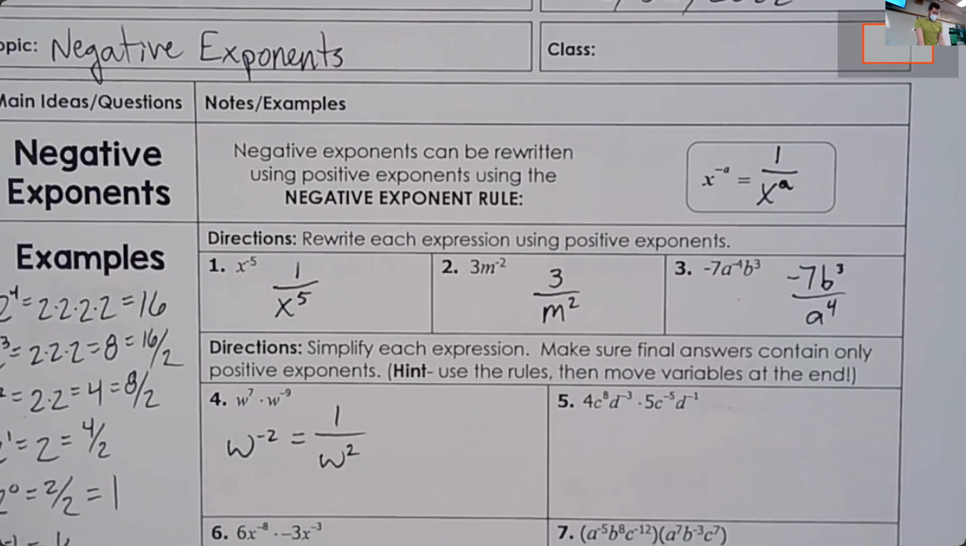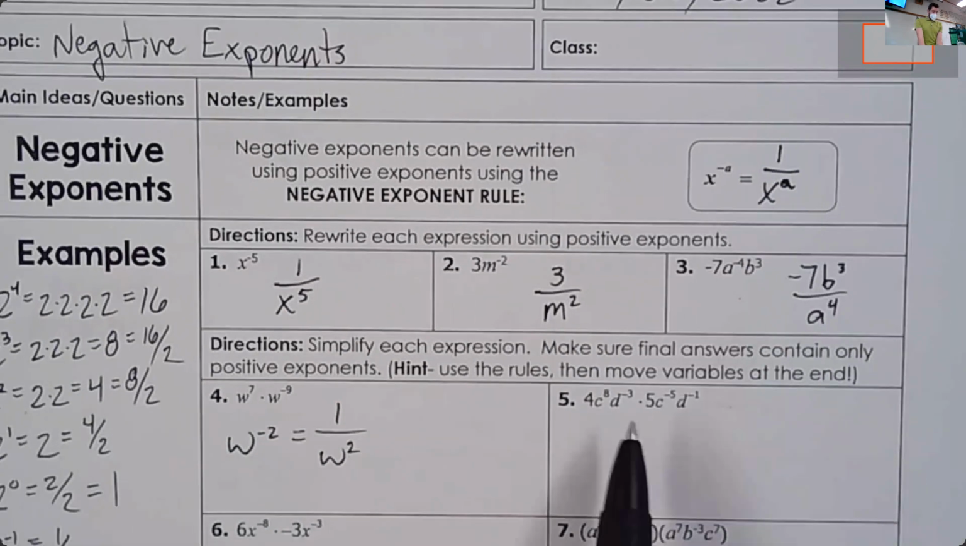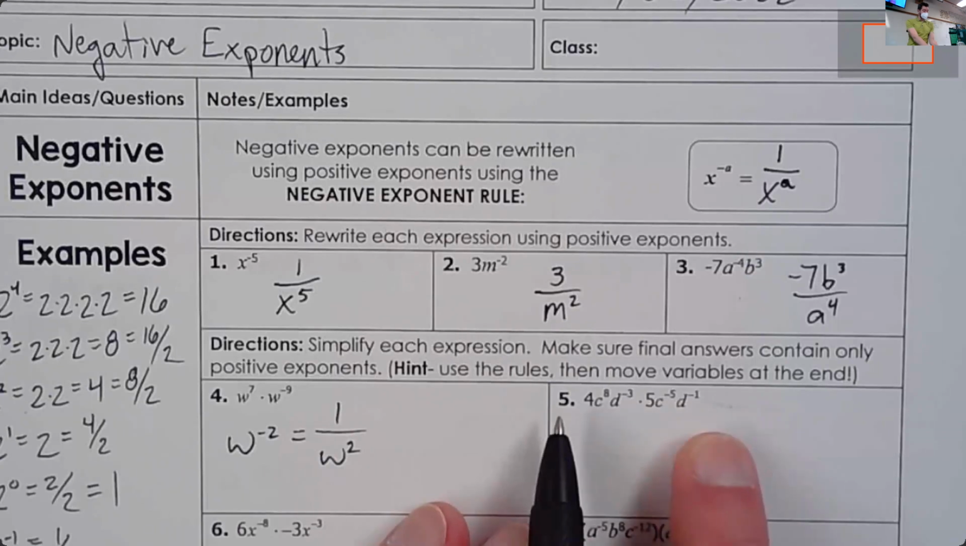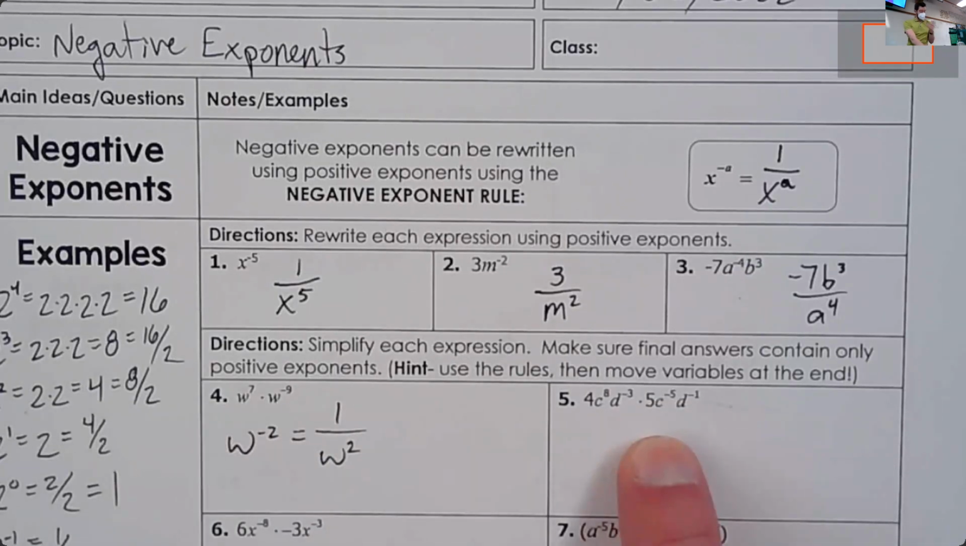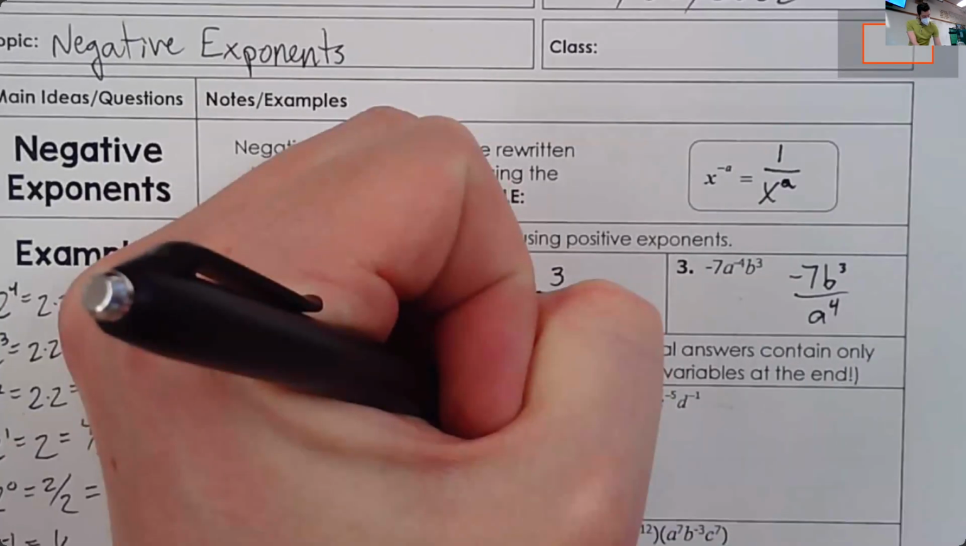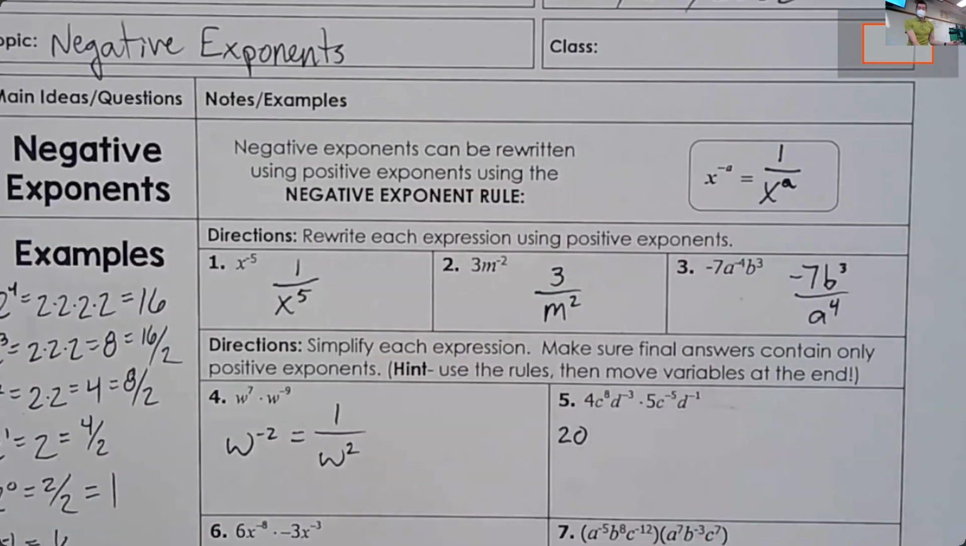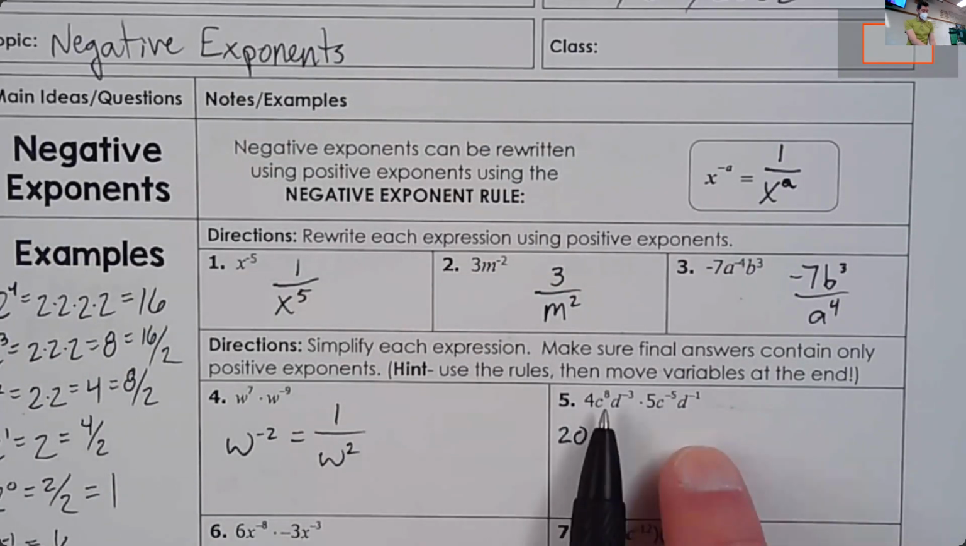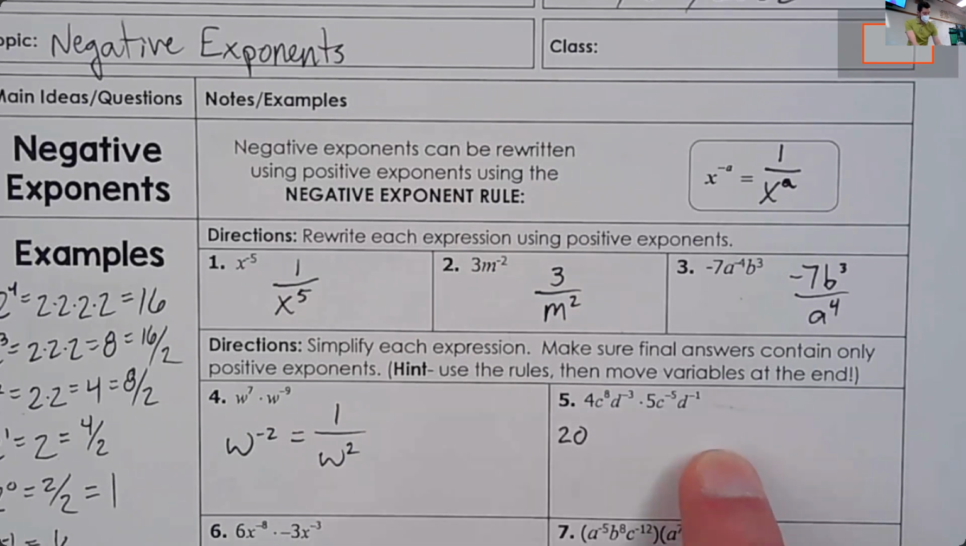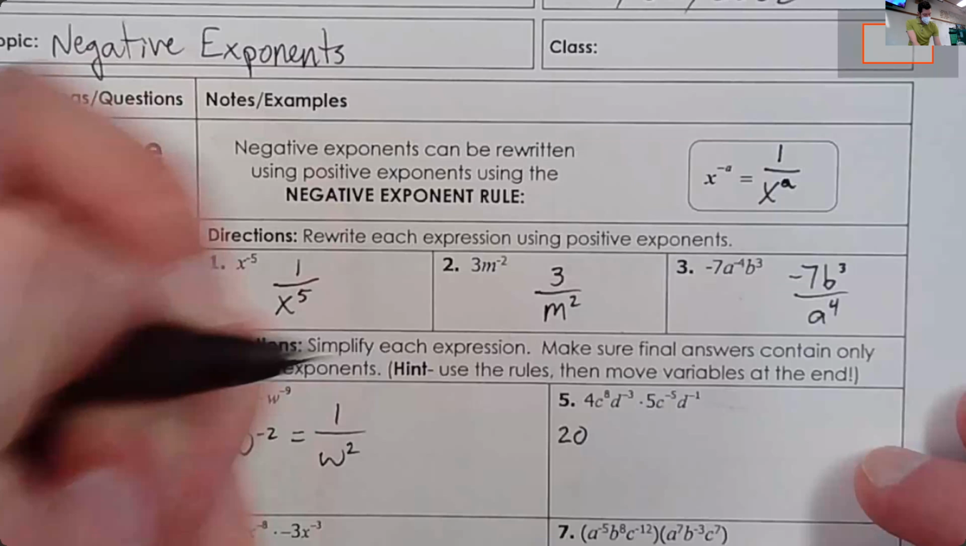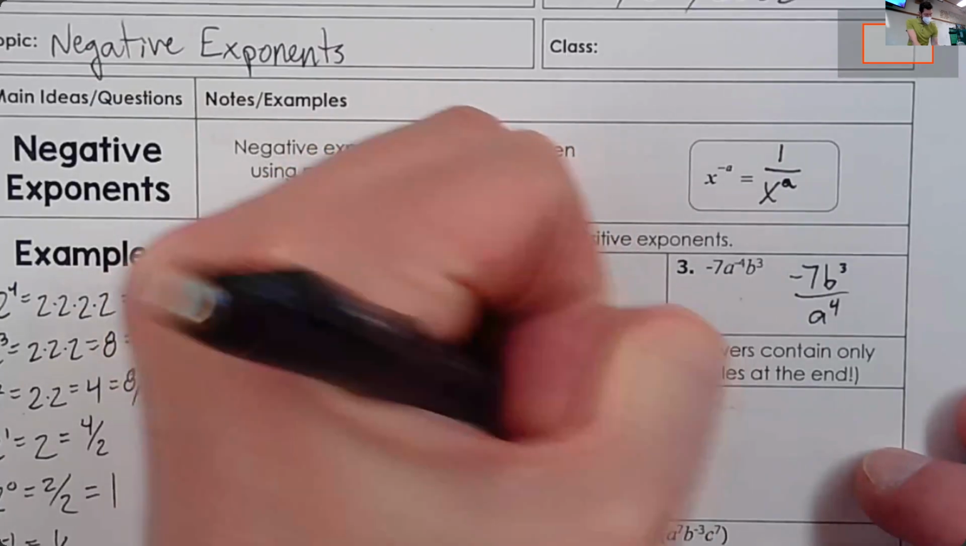All right, number 5. Again, this is very similar to what we saw on yesterday's quiz, really. We're going to use the product rule here. So we have to multiply the regular numbers. 4 times 5, that's 20. And then we're going to add the exponents that have the same variables. So 8 and -5. If we add 8 plus -5, that's just going to be +3. So that's c to the 3rd power.